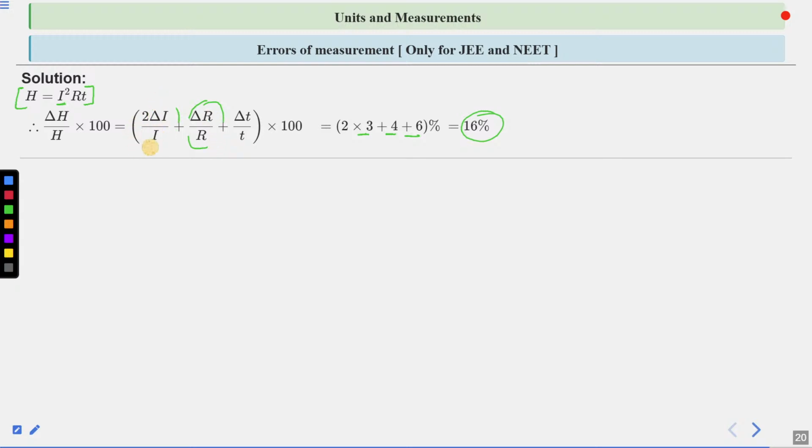Here we multiplied with 2 because here the power of I is 2. So the formula to calculate the relative error is power comes outside and multiplied with the relative error. So relative error of I is delta I divided by I. So it will be 2 into delta I divided by I. And the value of delta I divided by I is 3, already given.